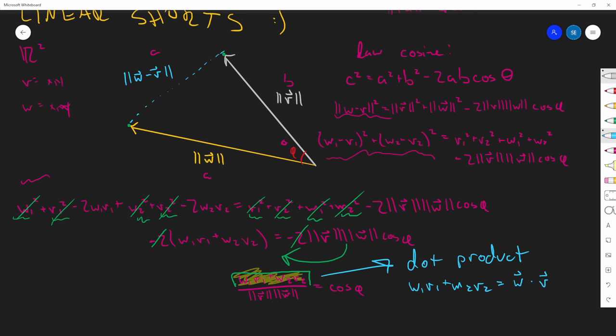So in general, it will just be w1v1 plus w2v2 plus all the way to wnvn. And that is, I guess, the proof. Not much of a proof, but that is where the dot product comes from. It's just a way of shortening this part by saying w dot v. So that is pretty much the proof for the dot product, and we are under 10 minutes, so I consider that a success for a linear short.